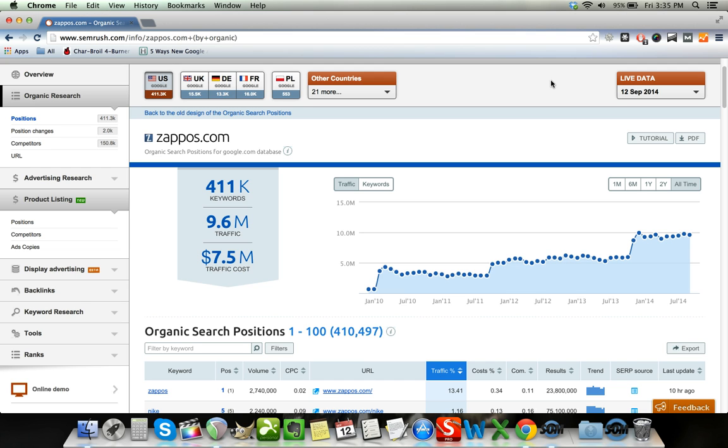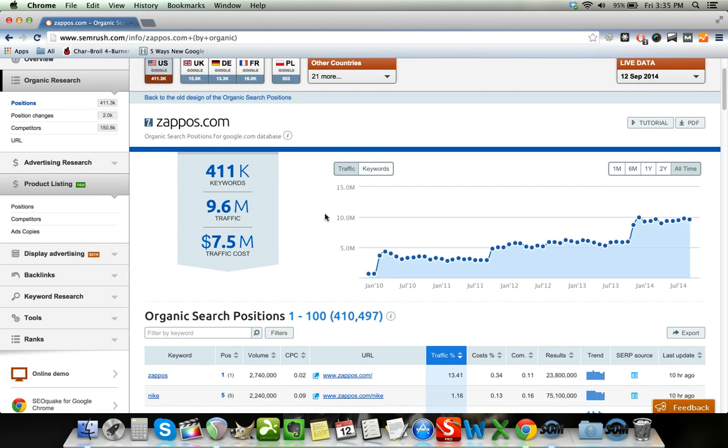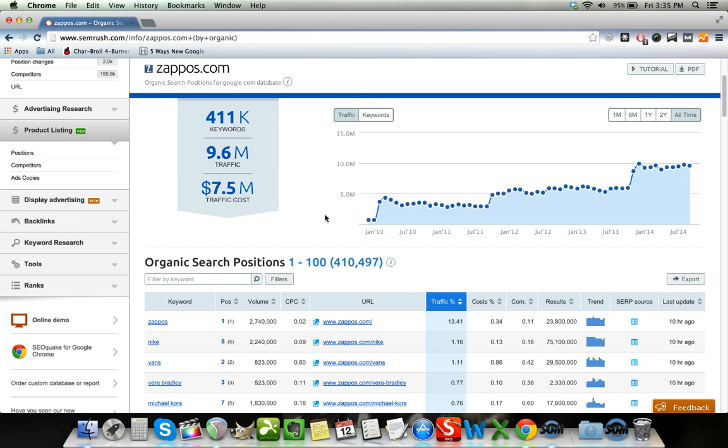So, here I can see that out of the many millions of keywords in our database, Zappos.com ranks on the first two pages of Google US for 410,000 of them, almost 411,000. From the first few pages of Google, via those keywords, they received 9.6 million visits over the course of the past 30 days, and the value of that traffic to them was $7.5 million.